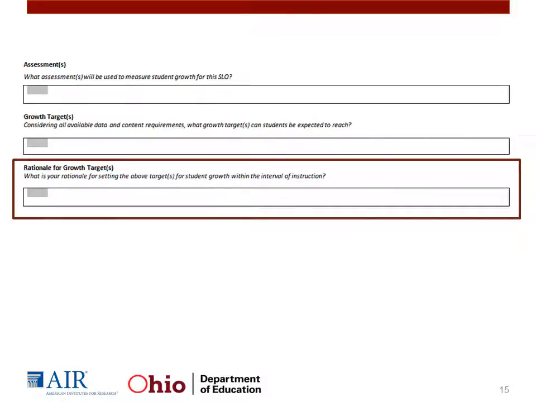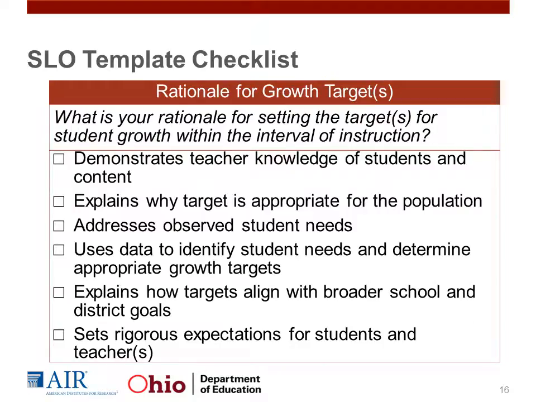Now that you've thought through the rationale, compose your justification in the SLO template. And check yourself using the SLO template checklist. Pause here and return when you have completed your rationale for the growth target.